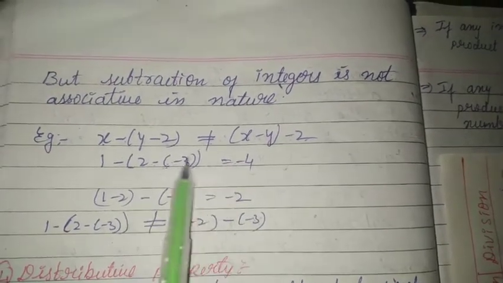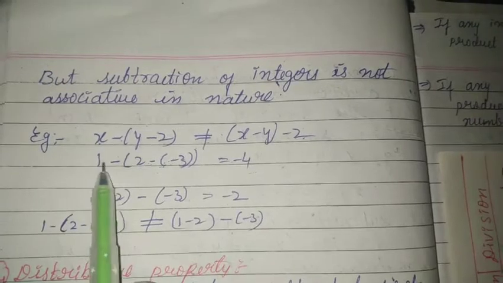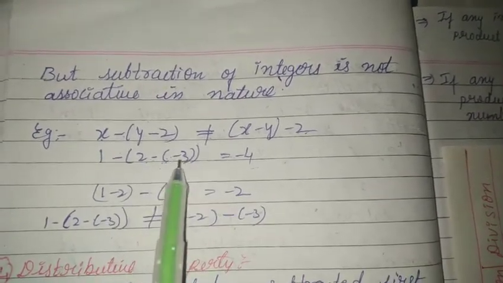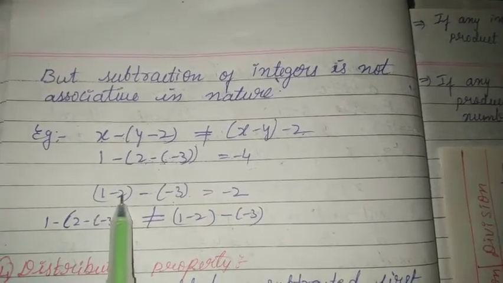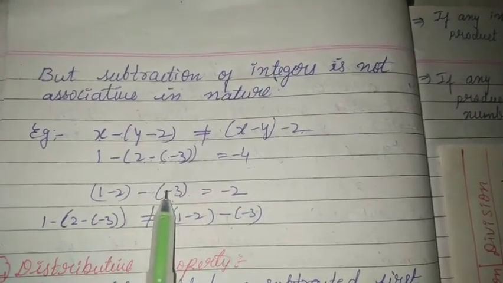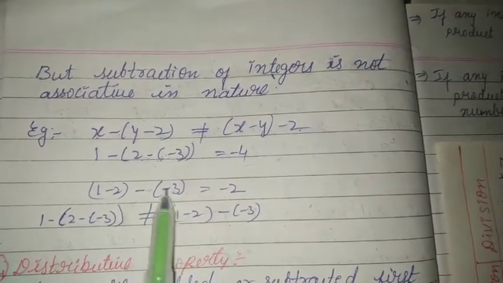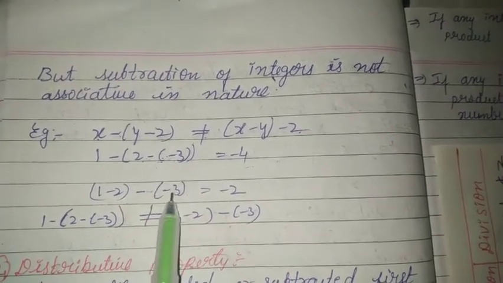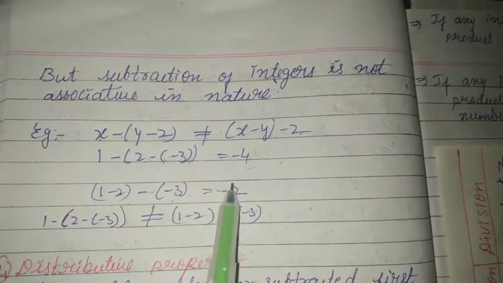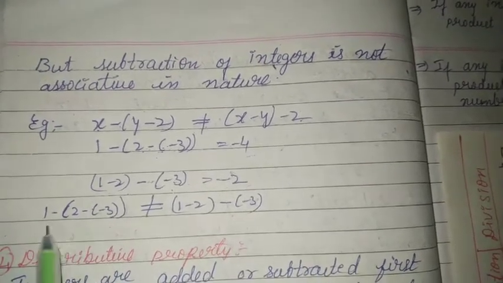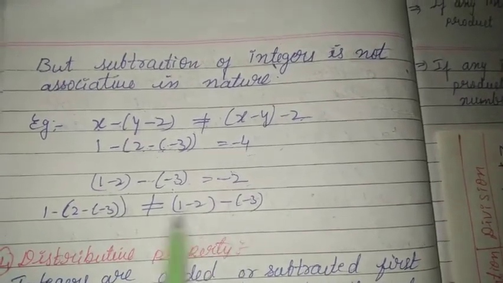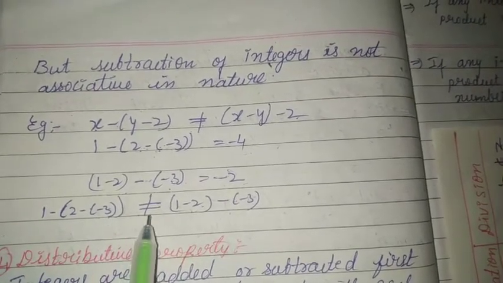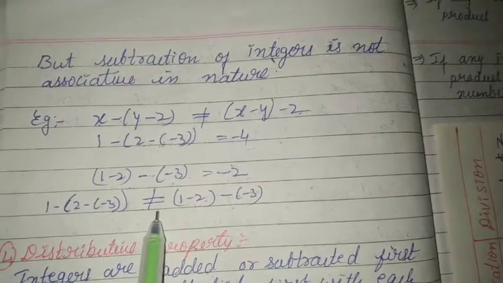In the same way, 1 minus 2 minus minus 3. Minus into minus plus 3. 1 minus 2 is minus 1. Minus 1 plus 3 is 2. So here we are getting a different answer. So subtraction of integers is not associative in nature.